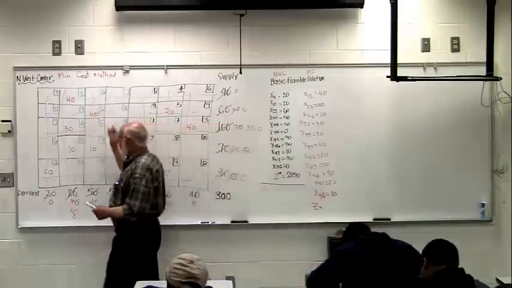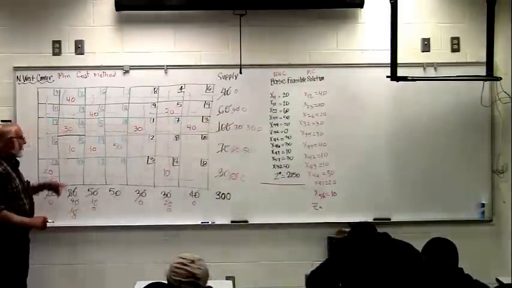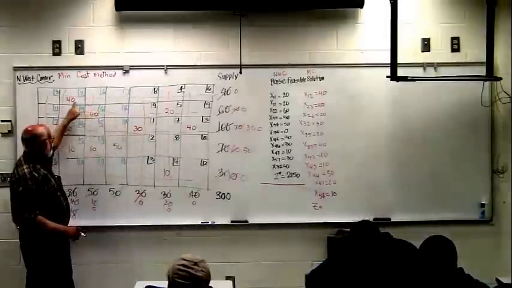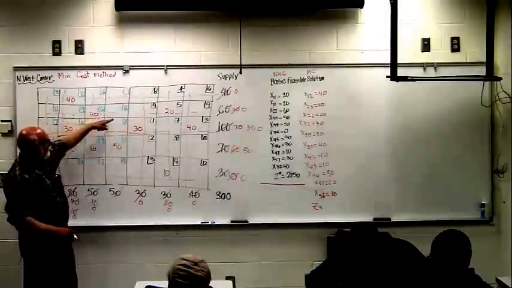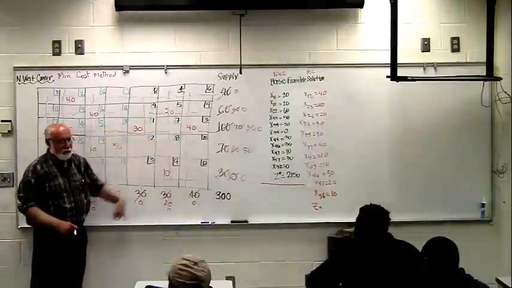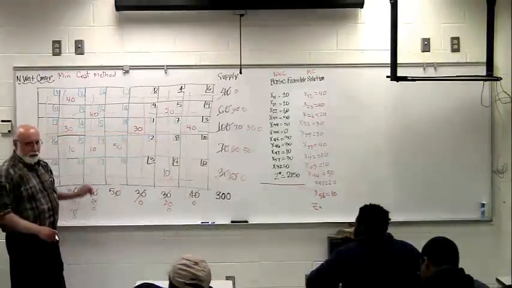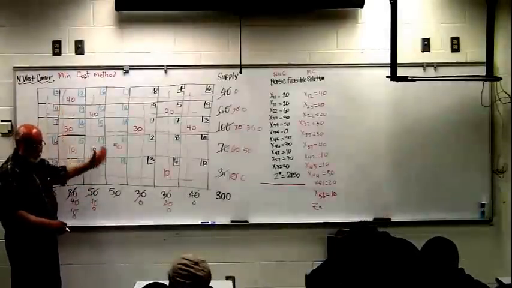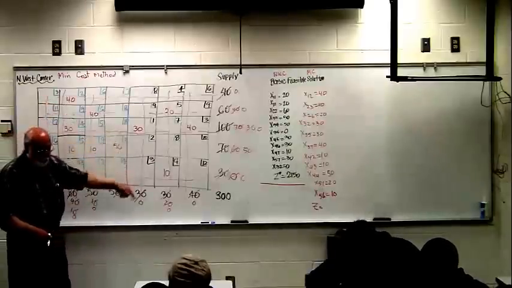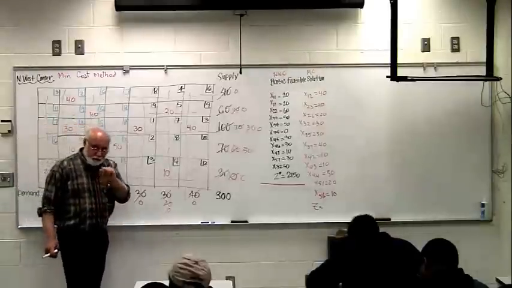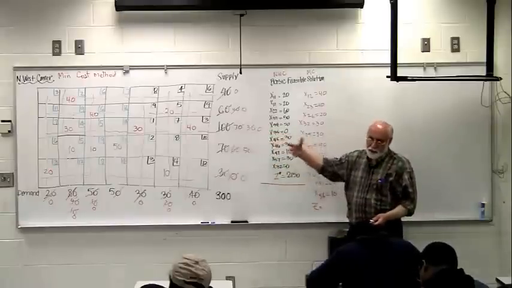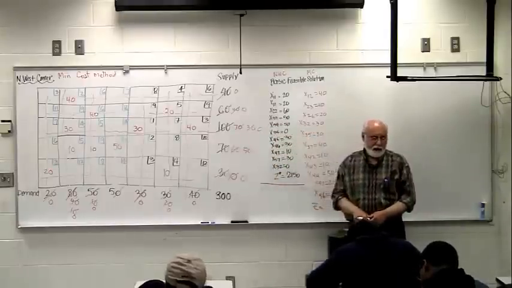If you get a tableau like this, the first thing that you do is, first of all, make sure that these are correct. 40, 40, 40 plus 20, 60, 30 plus 70 equal 100. Check those rows and the columns. And then count them. 1, 2, 3, 4, 5, 6, 7, 8, 9, 11. 5, 12, minus 1, 11. So everything so far is correct, and this is a basic feasible solution.